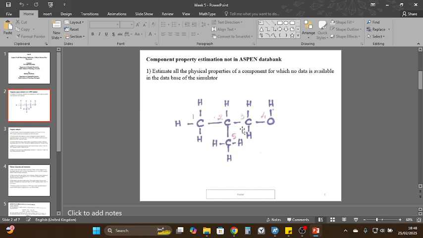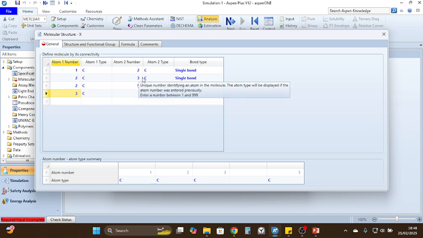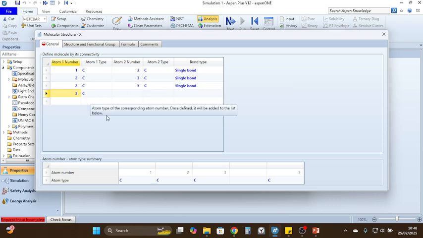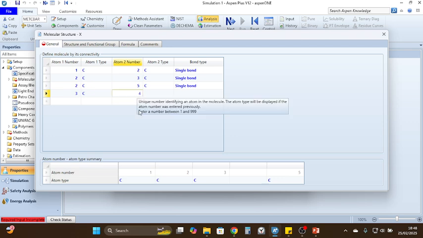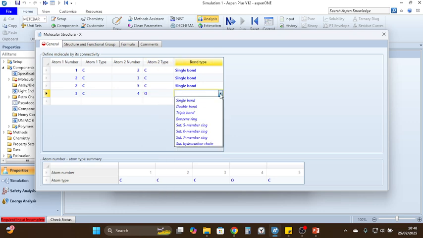Next we have to define this part, that is, the third carbon atom is linked to the number 4 oxygen atom. So we select 3 over here. Since we have defined the third atom as carbon, I did not have to select anything here; it got auto-updated. This goes to atom number 4, the atom type is oxygen, and it is also connected by a single bond. Now this is done.